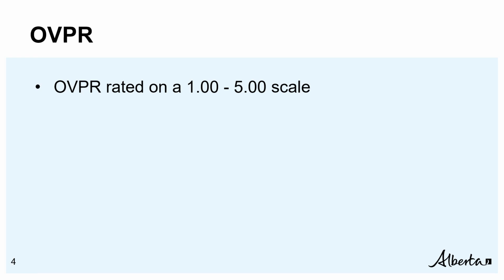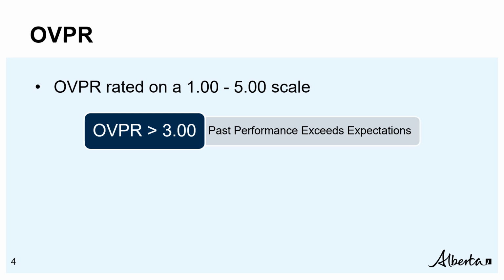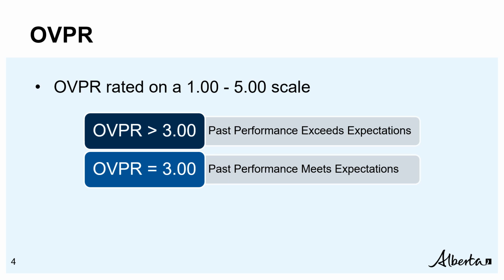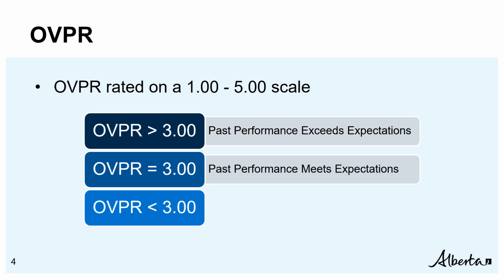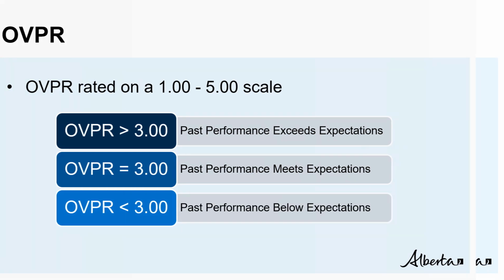OVPR uses the same 1 to 5 scale as performance evaluations, where an OVPR above 3 means the vendor's past performance has exceeded contract expectations. An OVPR of 3 means the vendor's past performance has met contract expectations. An OVPR of below 3 means the vendor's past performance has been below contract expectations.